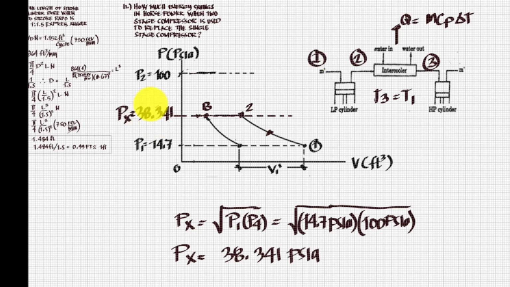We have here the intermediate pressure. So that is what we call mCpΔT. That will be the heat being rejected to the atmosphere or outside of the system, at a constant pressure. So we're using here the specific heat at constant pressure, and that is being released to the environment or absorbed by the cooling water.